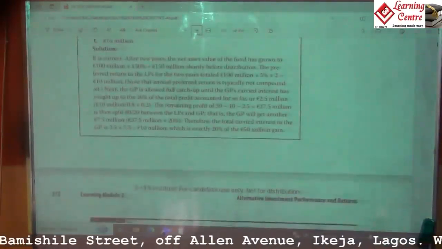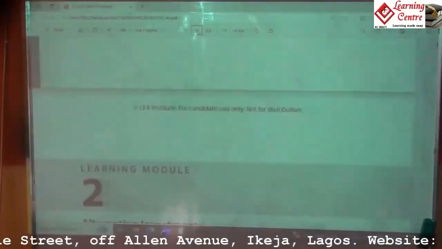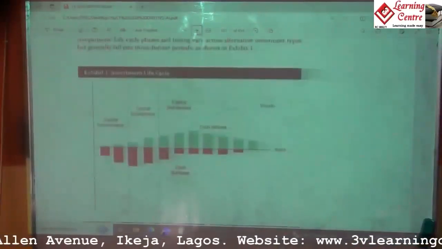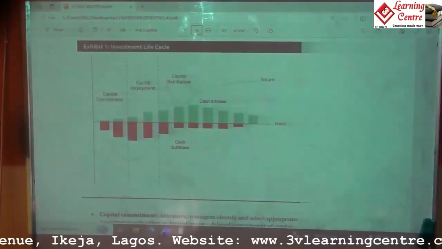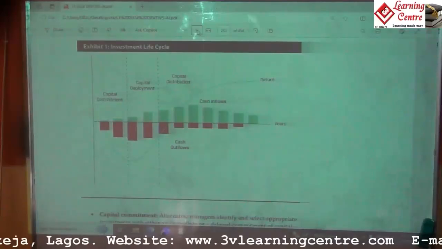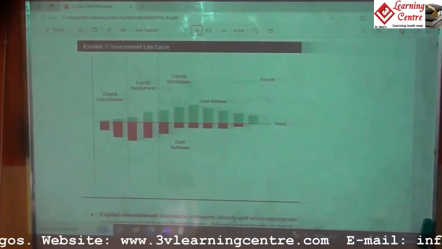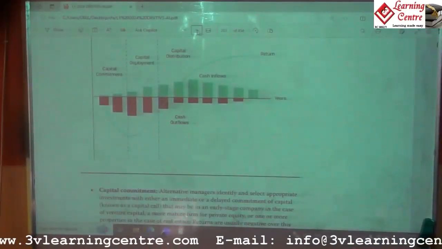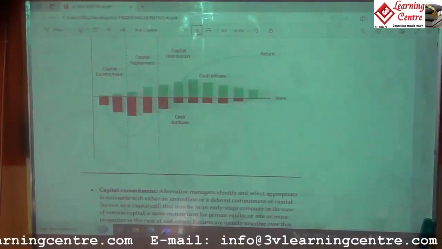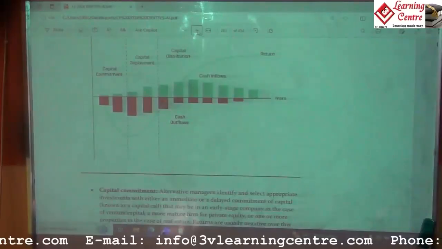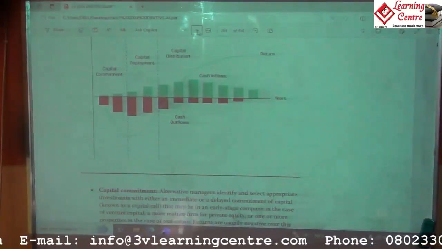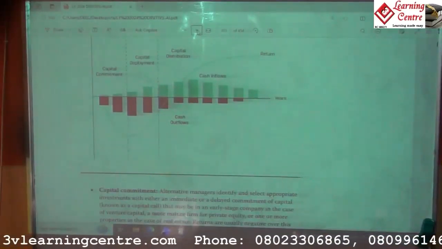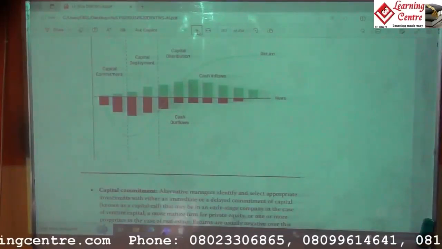Basically, for any alternative investment firm, there is something we call the J-curve. Almost all, in fact all, alternative investment funds usually make a loss first. Once you put in your money, they will need to rejig the firm first and adjust the company. They want to employ the best MDs, employ the best hands, and adjust the company. Once the thing is now making sense, they will sell it off.